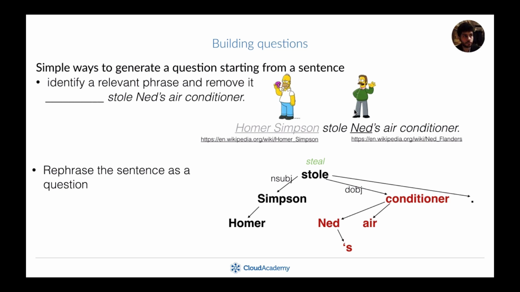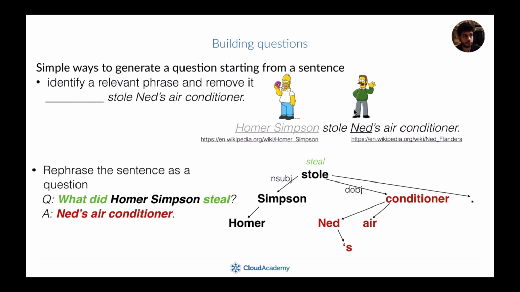And in this way, we can use those pieces of the sentence that we have just torn apart to create two new sentences. One, which is a question: what did Homer Simpson steal? And the other one, which is affirmative and corresponds to the part that we have just removed, which is Ned's air conditioner, which is also the correct answer to the question that we have just created.